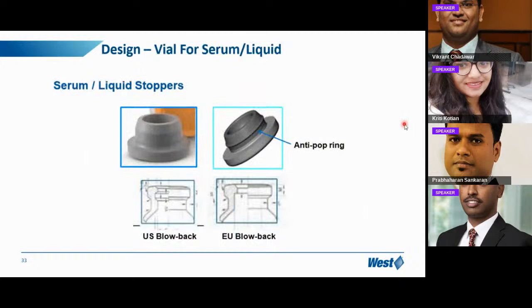So this is the blowback version. This blowback is mainly for the vial. In the US blowback, there is one cut, while in the European version, you will not see a cut over here. So there is a difference between the US blowback vial and the European blowback vial. And all the stoppers have one anti-pop ring. Whenever you put this stopper on top of this vial, it should not pop out because of this anti-pop ring. So we generally have an anti-pop ring on all the stoppers to avoid popping of these stoppers during the manufacturing process.